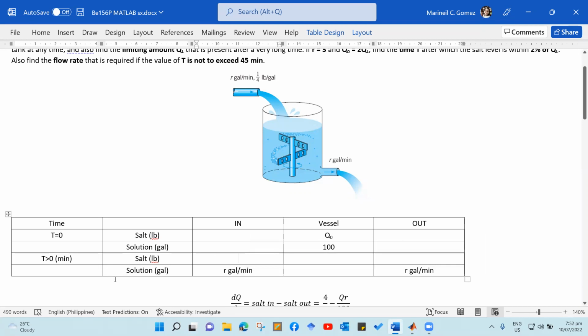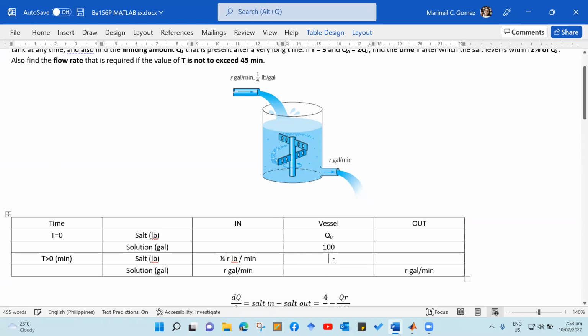So in terms of minutes, how many pounds? This 1/4 pounds per gallon times r gallons per minute gives 1/4 r pounds per minute. Because you have pounds per gallon, to remove the gallons, it's basic dimensional analysis: 1/4 pounds per gallon multiplied by r gallons per minute, you remove the gallons.